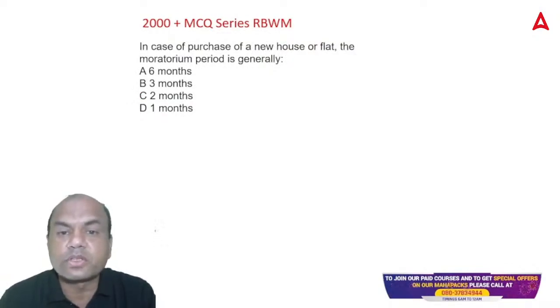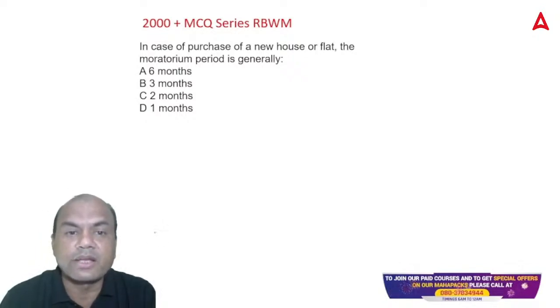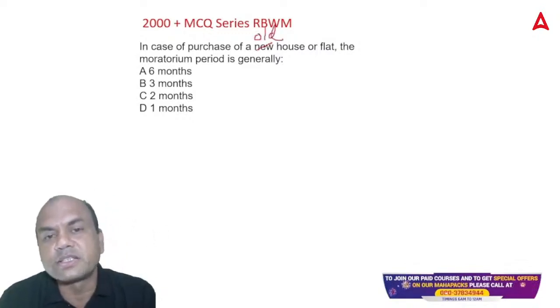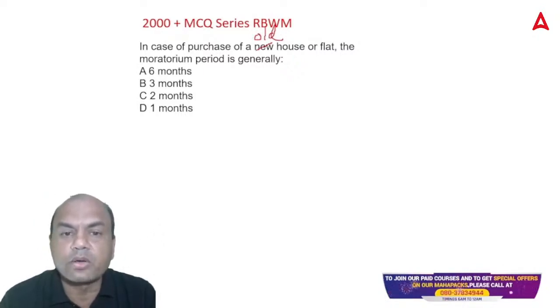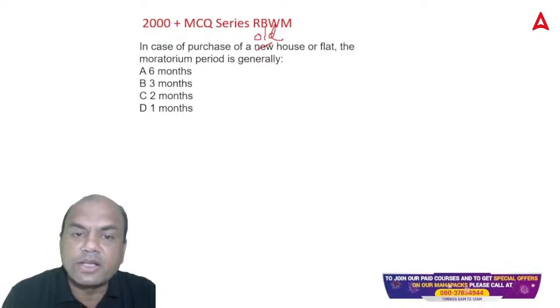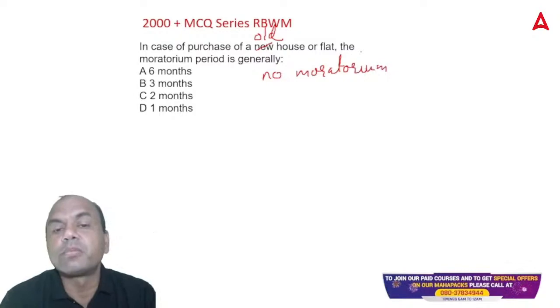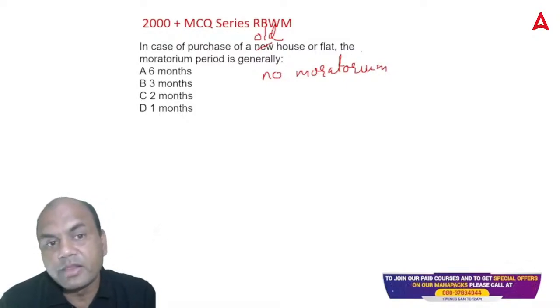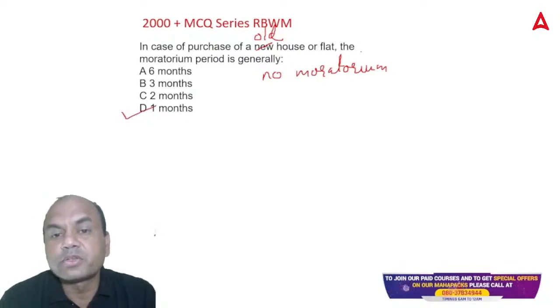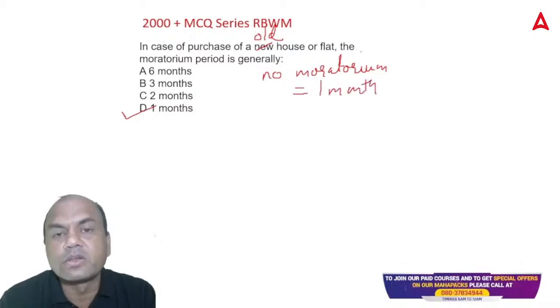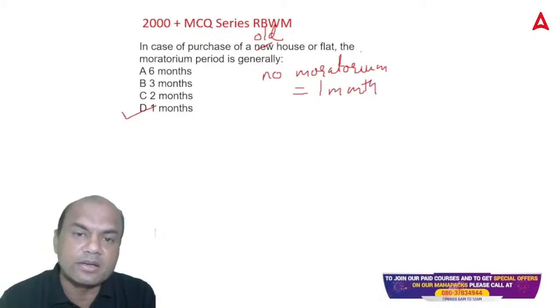In case of purchase of an old house or a flat, the moratorium period is generally, the actual answer is no moratorium. New house we have already seen, 18 months. So if in the exam it comes, you might have the answer of no moratorium. But if you do not have that answer, then the answer is 1 month, because no moratorium equals 1 month. One month means if I disburse the loan today, next month itself my EMI will start.